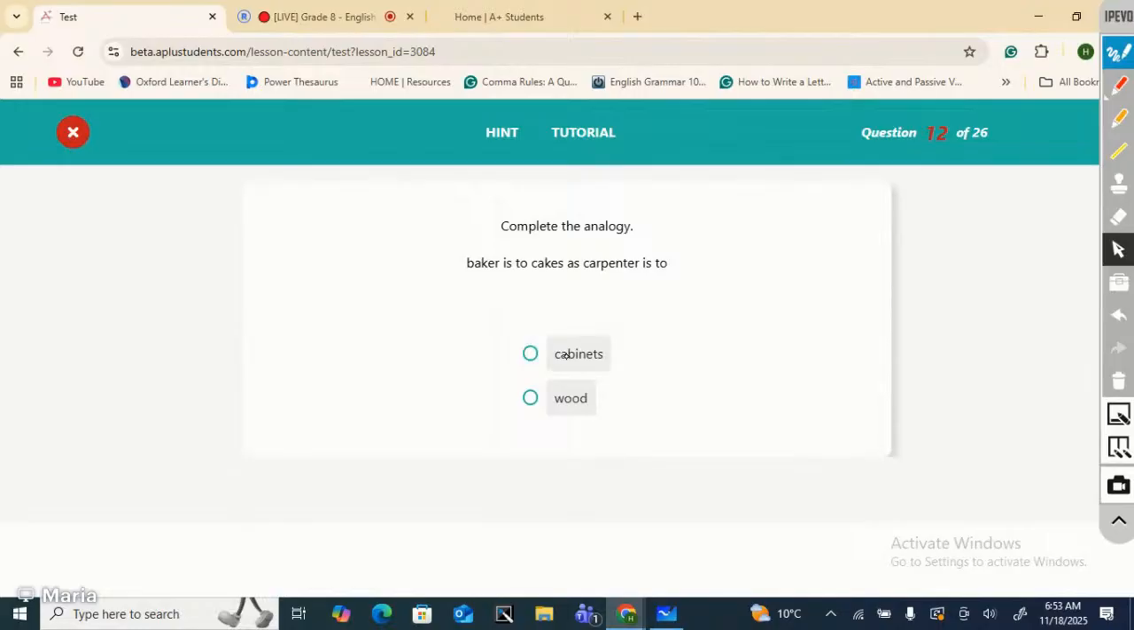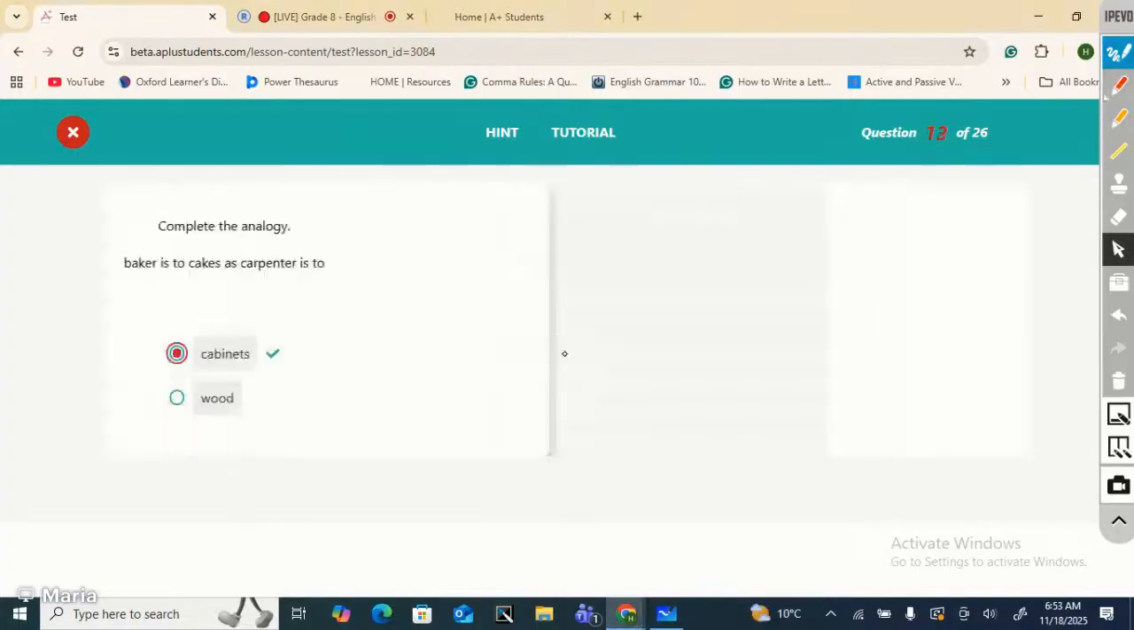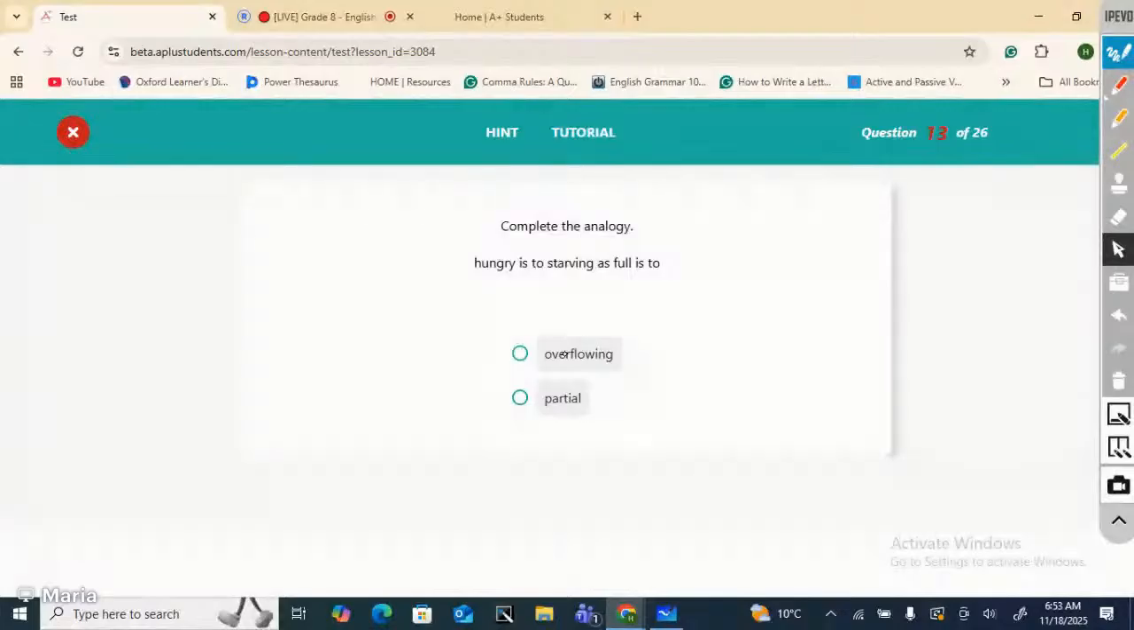Baker is to cakes. This analogy has a worker-product relationship. If baker is the worker, his product is cakes. If carpenter is the worker, what is his product? Cabinets or wood? Yeah. You're right, Kibrom. It's cabinets. Good job.